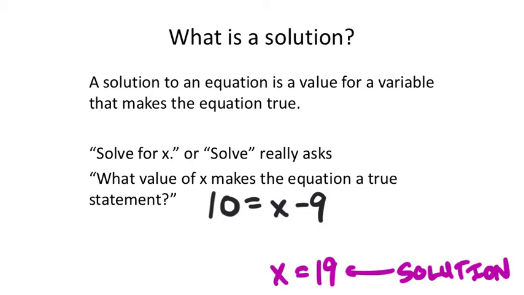So it's possible to use the same letter or the same variable in different equations and get different answers that way. And remember, for the homework or even for assignments or classwork, sometimes it just says solve for x or solve. What it's really asking is what value of x makes the equation a true statement. In this example that we saw, we found that x equals 19 would make this a true statement because 19 minus 9 actually does equal 10.